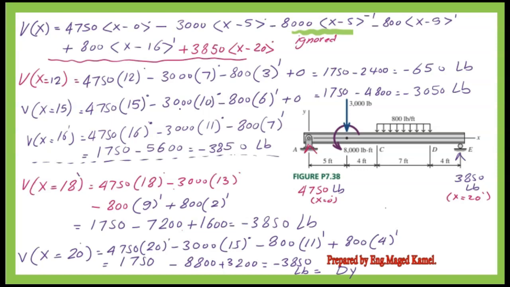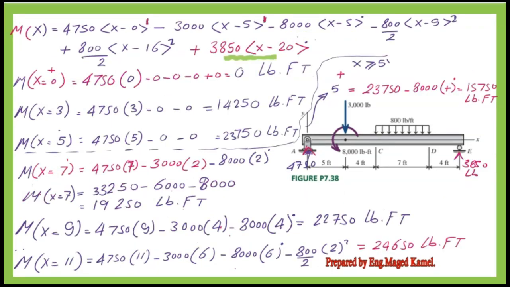For the last point at the end, V of x equal to 20 will be 4,750 multiplied by 1, minus 3,000 multiplied by 1, minus 800 multiplied by 11, plus 800 multiplied by 4 raised to the power of 1. When all these terms are summed, it will be minus 3,850 pounds. This is exactly the numerical value of the reaction at support E, which we have already calculated at the beginning.